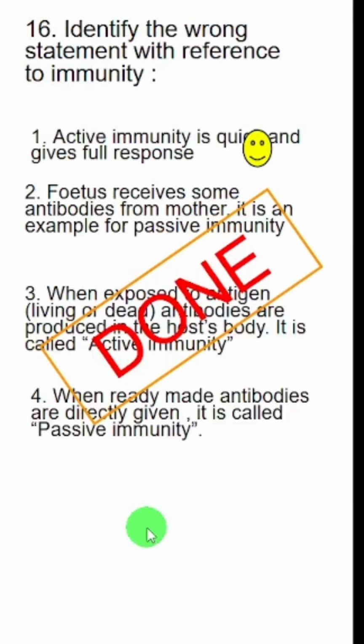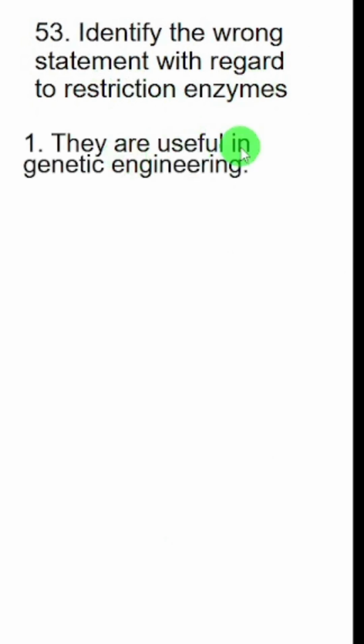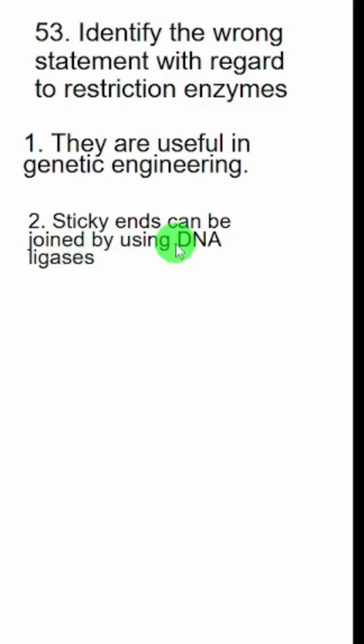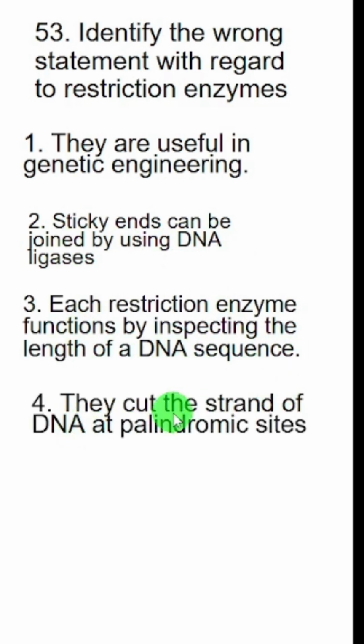Welcome back. Identify the wrong statement with regard to restriction enzymes. They are useful in genetic engineering. This is a correct statement. Sticky ends can be joined by using DNA ligases. This is also a correct statement. Each restriction enzyme functions by inspecting the length of a DNA sequence. This is also correct. They cut the strand of DNA at palindromic sites. Correct. All statements are factually correct.